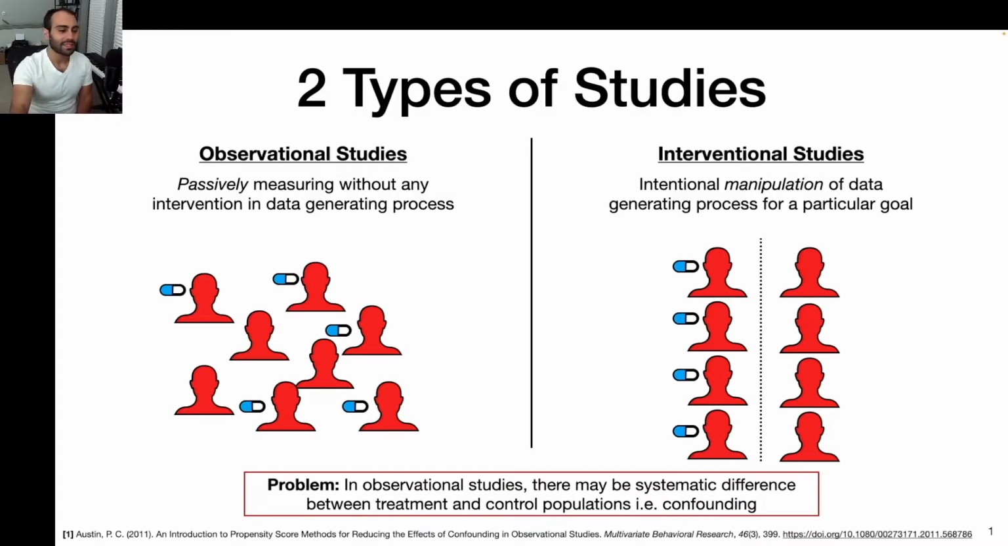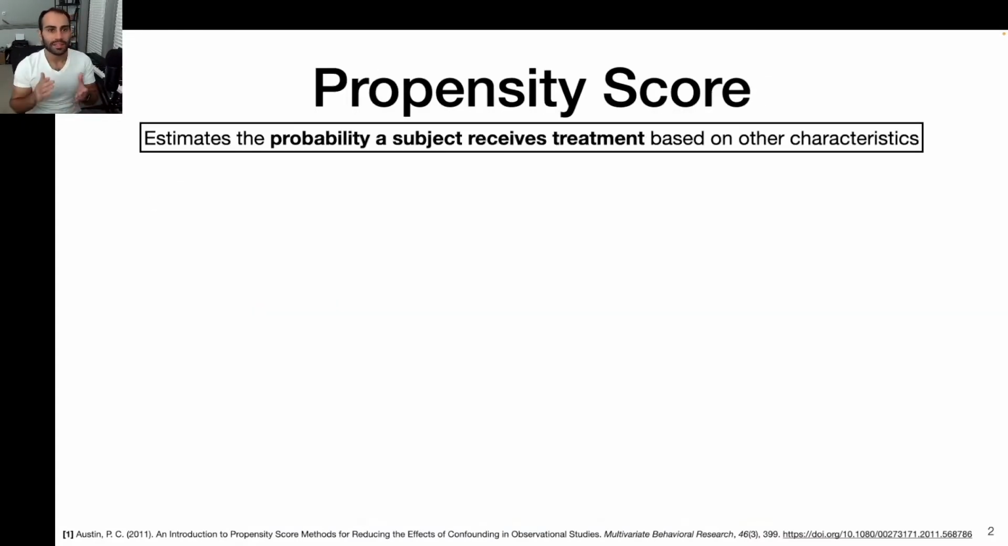So one solution to this problem is the propensity score. A propensity score aims to solve this problem of systematic differences by estimating the probability a subject receives a treatment based on other characteristics. Essentially what we do is we include additional variables to our treatment and outcome. Our treatment variable could be takes pill or not, our outcome could be headache status, and then we can collect other variables that might influence treatment status or headache status, such as age, income, sex, or some other variables.